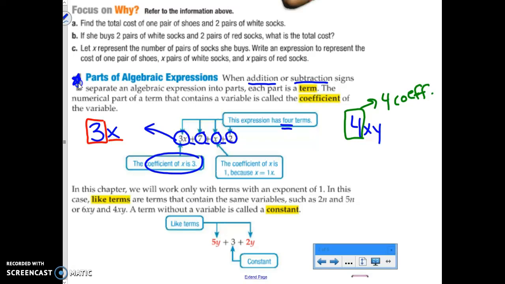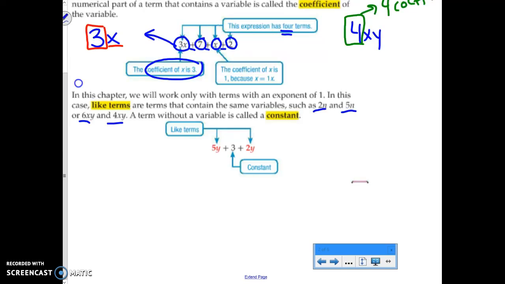Taking a look down here, it says in this chapter we will work only with terms with an exponent of 1. In this case, like terms are terms that contain the same variables, such as 2n and 5n, or 6xy and 4xy. It says a term without a variable is called a constant. Yesterday, doing distributive property, we needed some basis of what a like term is. So just understand that in this expression at the bottom, 5y and 2y are like terms.